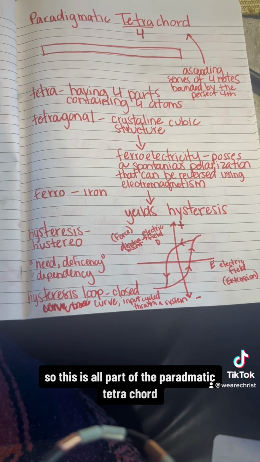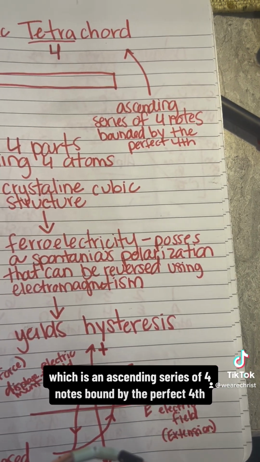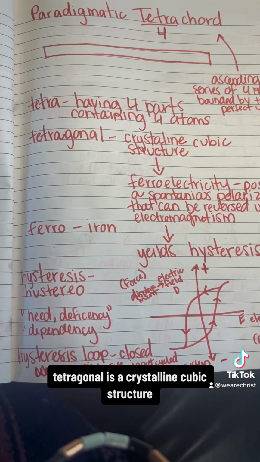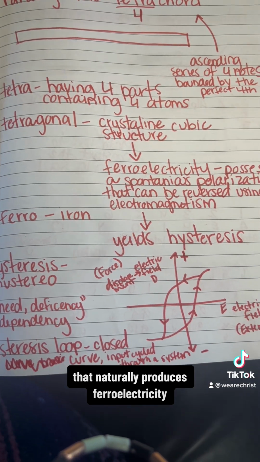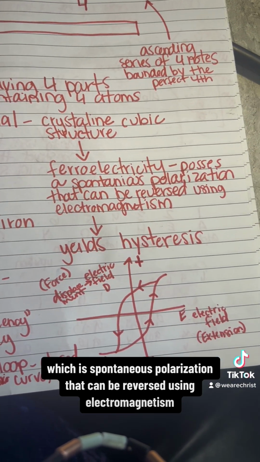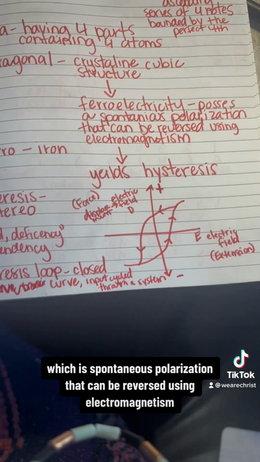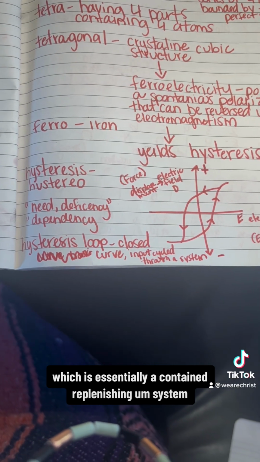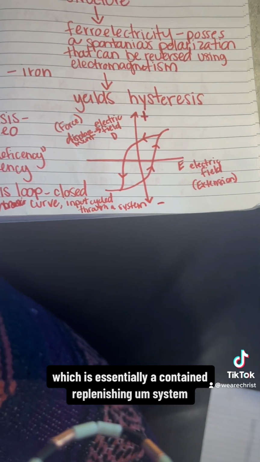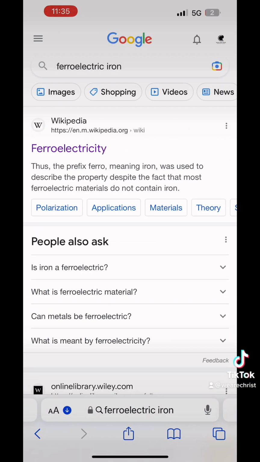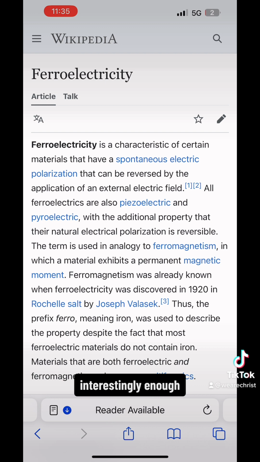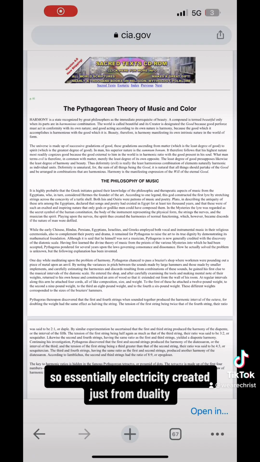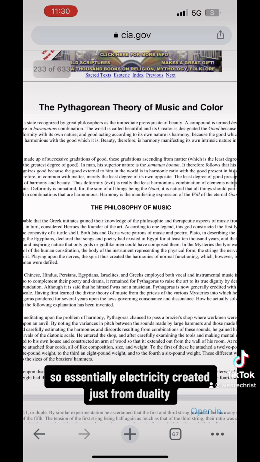So this is all part of the paradigmatic tetrachord, which is an ascending series of 4 notes bound by the perfect fourth. Now, tetra means having 4 parts. Tetragonal is a crystalline cubic structure that naturally produces ferroelectricity, which is spontaneous polarization that can be reversed using electromagnetism. It always yields a hysteresis, which is essentially a contained replenishing system, very much like your infinity symbol. So ferro means iron, interestingly enough, and it's spontaneous electric polarization. So essentially, electricity created just from existence.